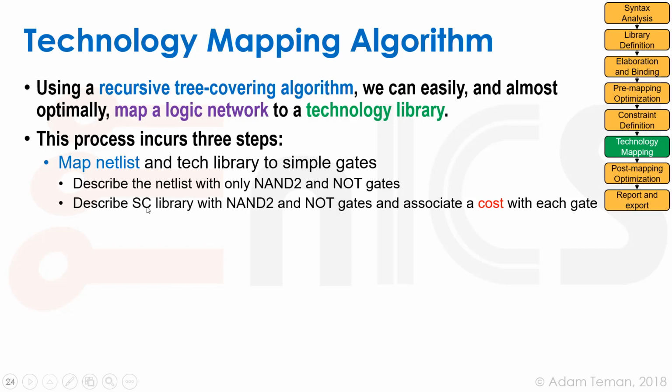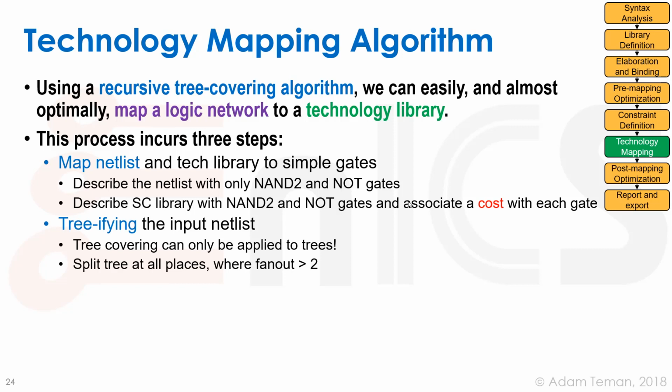The other thing is we're going to take the standard cell library, and we're also going to describe it just with NAND and NOT gates. So if we have some sort of other gate, we're going to turn it into 2-input NAND and 1-input NOT gates. In addition, for each of these standard cells, we're going to give it some sort of cost, a number that says how much it costs, so that we can use this to minimize this cost function. Okay. The second stage is what we call tree-ifying.